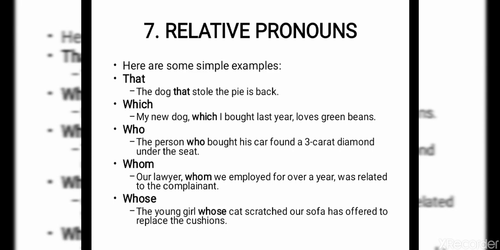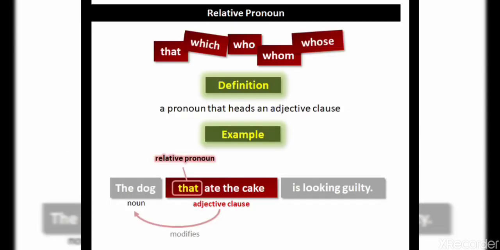Third one, who: the person who bought his car found a 3-carat diamond under the seat. Here with the relative pronoun who, we are getting a little more additional information about the subject. It is the same for all the relative pronouns. The relative pronouns are that, which, who, whom, and whose.